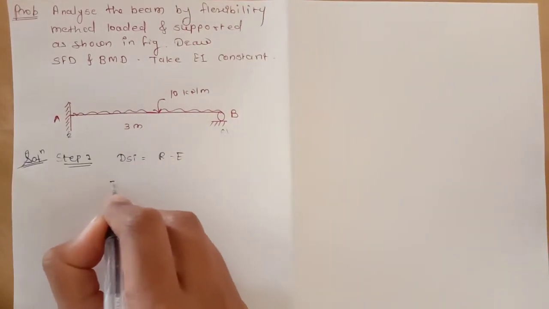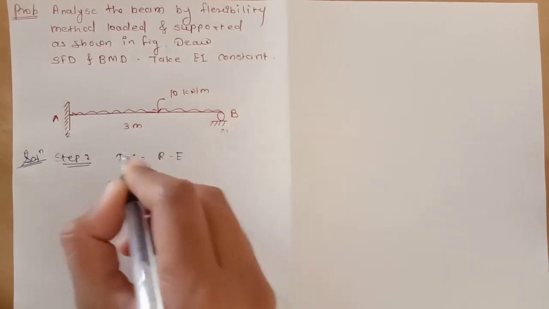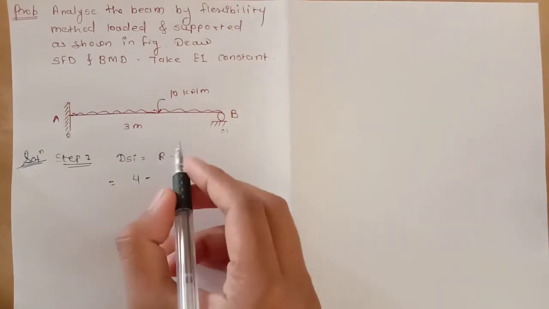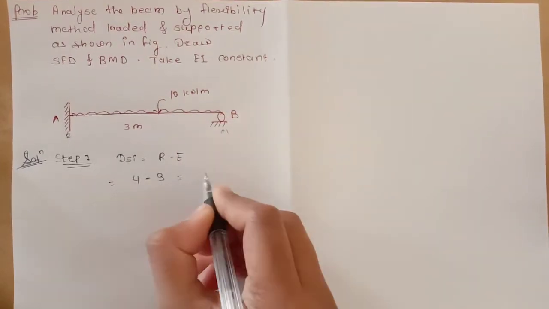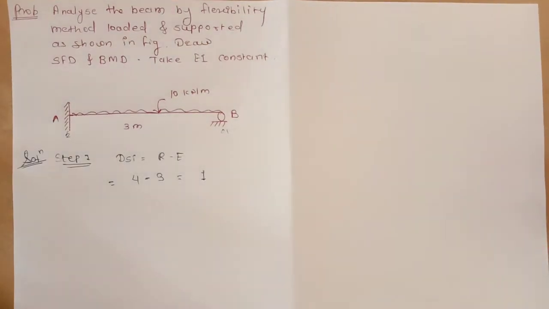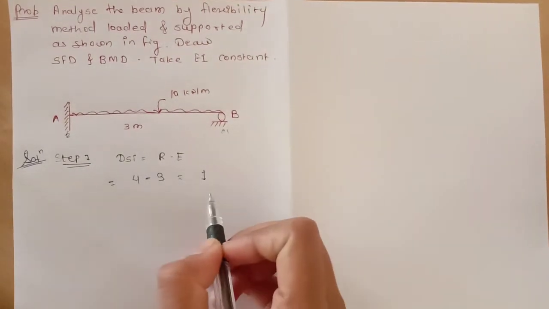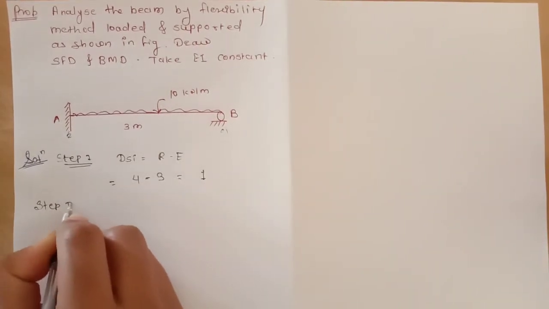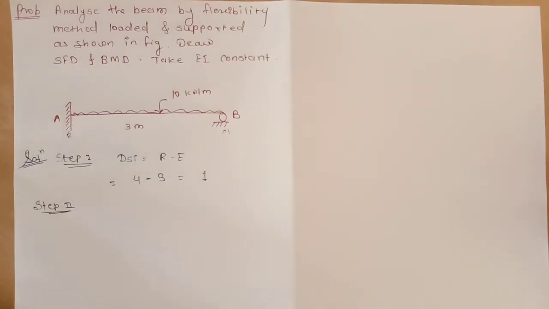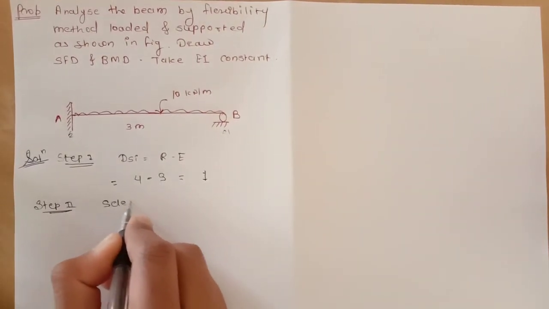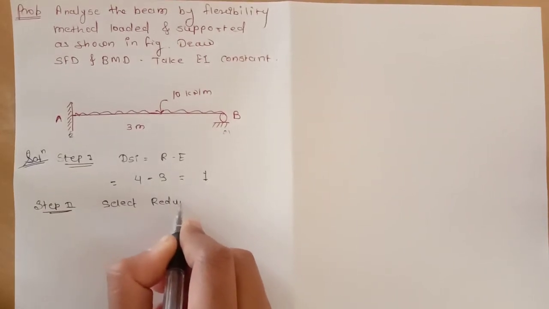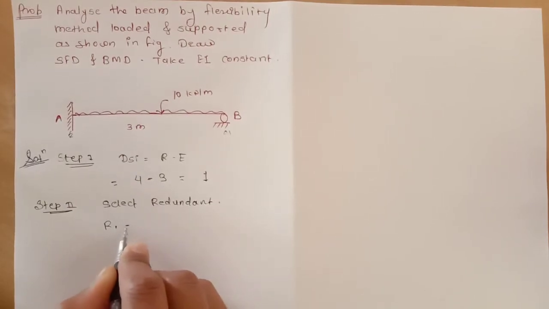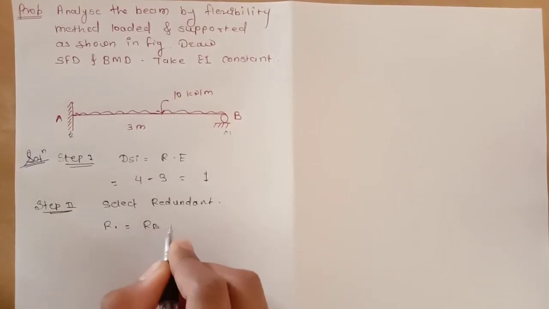So here the reactions are 4 minus the equilibrium conditions, at fixed support 2 plus at roller support 1, so total is 3. So 4 minus 3 is 1. Our degree of static indeterminacy, DSI, is equal to 1. Then the next step, number two, is to select the redundant. We select the redundant R1 equal to RB.